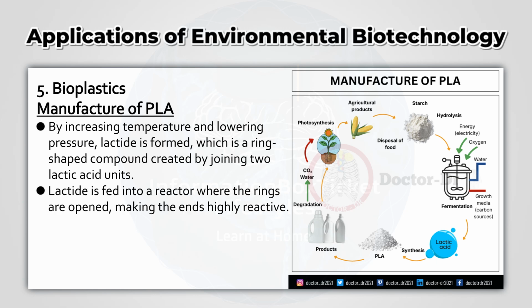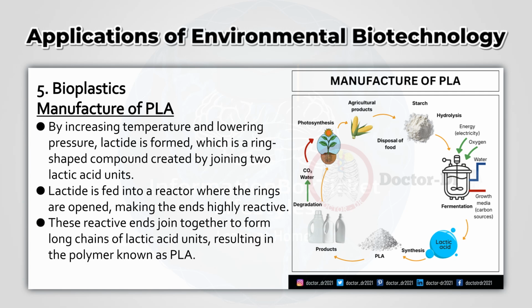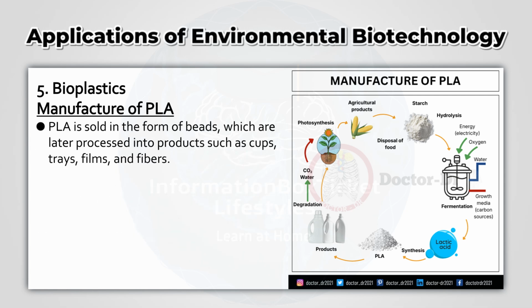Lactide is fed into a reactor where the rings are opened, making the ends highly reactive. These reactive ends join together to form long chains of lactic acid units, resulting in the polymer known as polylactic acid. Polylactic acid is sold in the form of beads, which are later processed into products such as cups, trays, films, and fibers.